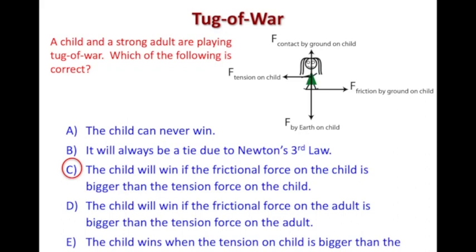And the adult has their own F on the adult by the ground friction force that has its own F on the ground. But those are all just absorbed into the ground, and those affect the earth in minuscule ways. They have nothing to do with each other. Okay, questions here. We got a lot out of this little example.